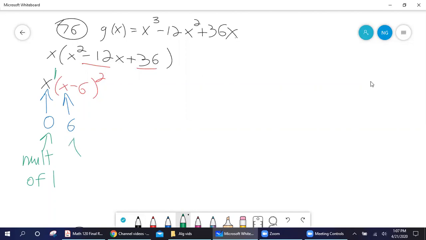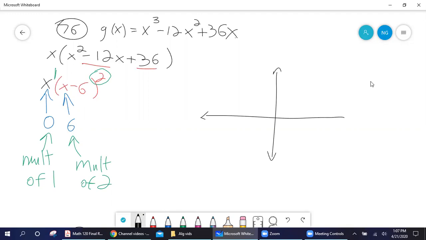The 6, now I don't look at the number 6, I look at its multiplicity. Its multiplicity is 2. More importantly, that's an even multiplicity, which means I'm going to bounce off the x-axis. So to get a general idea of what this graph looks like, I know it's going to hit at 0 and at 6. I'm going to hit the x-axis at 0 and 6, and those are the only places I can hit.